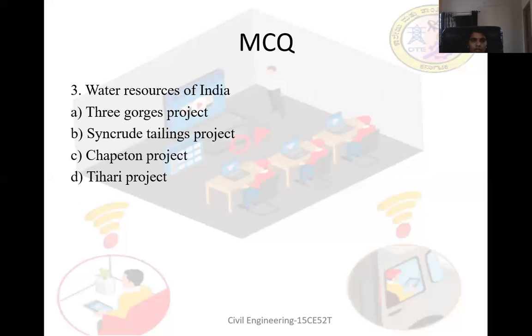Next one is water resources of India. And the options are Three Gorges Project, Syncrude Tailing Project, Captain Project, Tihari Project. And the answer is Tihari Project, Uttarakhand, India. Thank you.